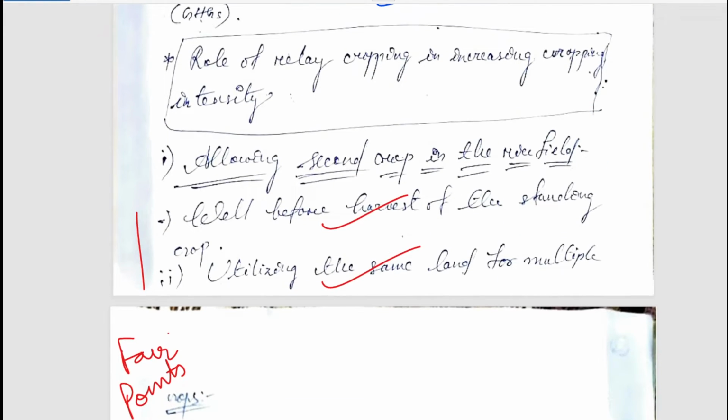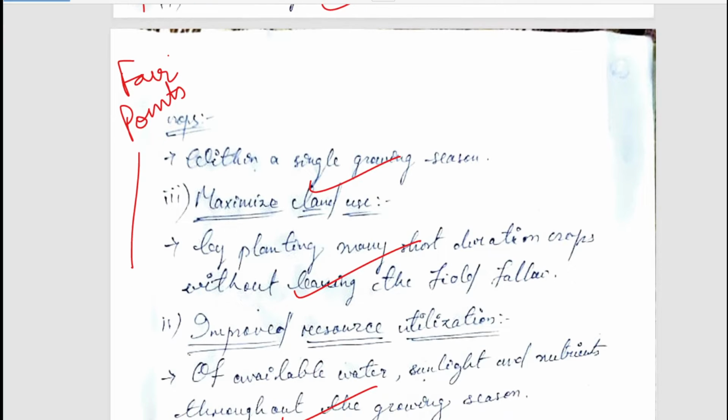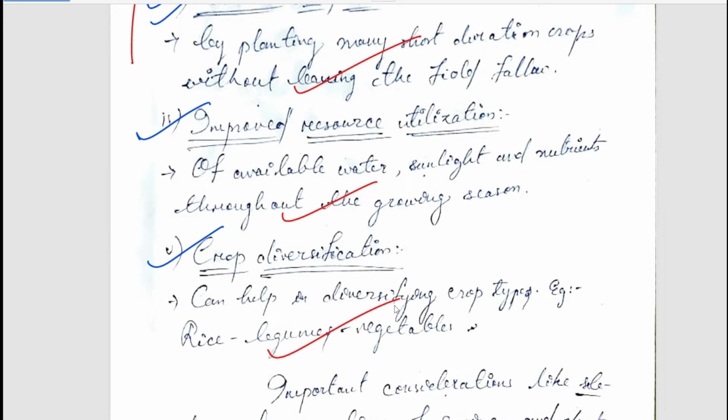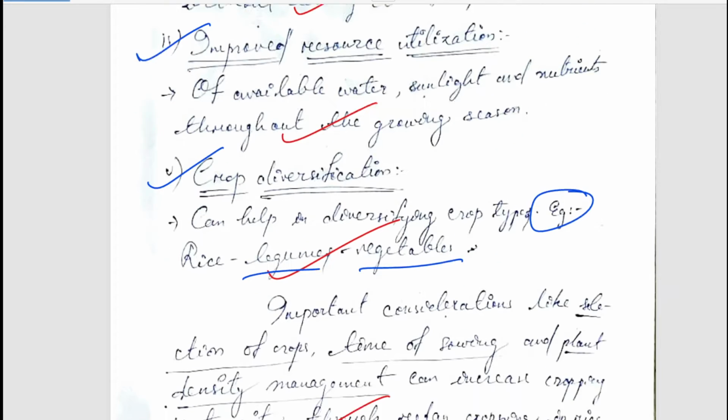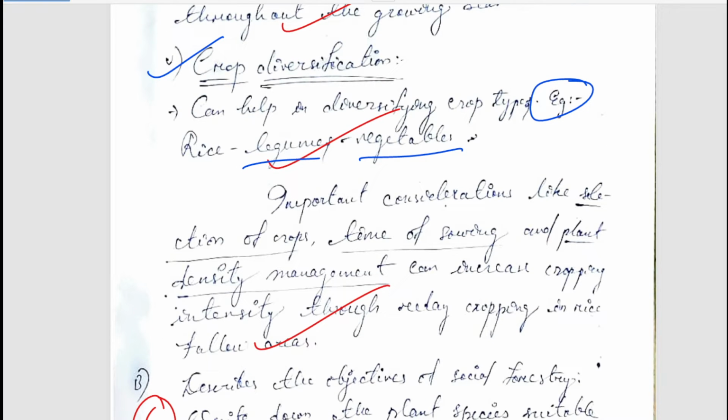Now, the role of relay cropping has been mentioned. It allows a second crop in a rice field, well before harvest, with the standing crop utilizing the same land. Obviously the same rice land can be utilized, and through this we can maximize land use and improve our resource utilization. Crop diversification can be seen because we will generally be growing legumes or vegetables with rice, and I think that is a very well written example. So this was the first question, and I think it was well concluded on how relay cropping can help us.